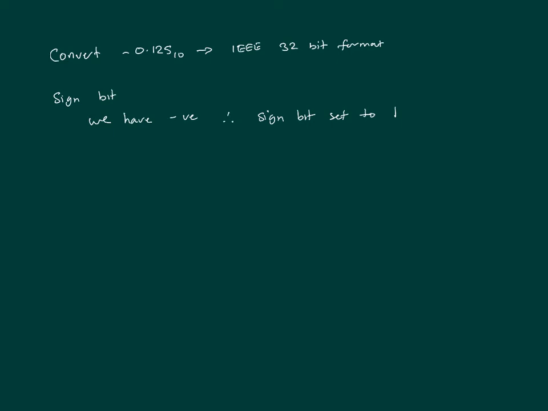Then we take our decimal number, we're going to convert it into binary. So we have the decimal, the whole number part, and the fraction part. So the whole number is 0 and the fraction is 0.125, and I need to convert each of these into binary. So here the binary conversion of 0 is 0.